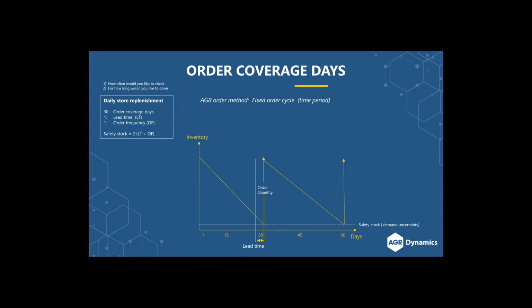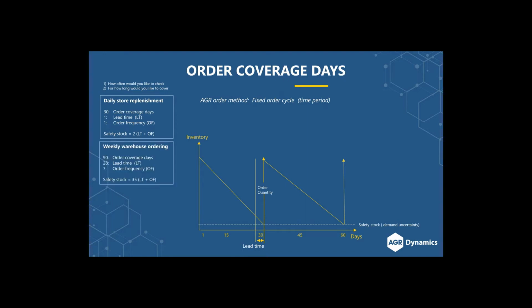A beautiful benefit of having separate fields for the item coverage and order frequency is that we minimize the safety stock to cover only the demand uncertainty during the supplier lead time and the order interval. So 2 days in this case is exactly what I need.